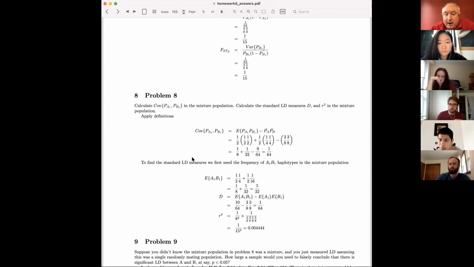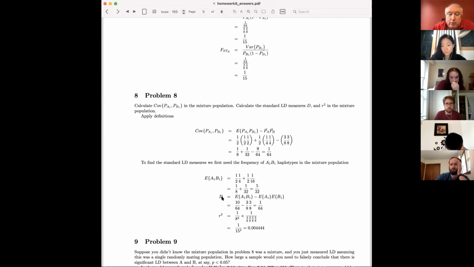Now, I also asked you to find the standard LD measures. So the first thing I need to do is find the frequency of the A1B1 gamete in the mixture. Well, that A1B1 gamete is created by taking a 1/2 and 1/2 mixture from population 1 and population 2. In population 1, the frequency of that gamete is 1/4. In population 2, the frequency of that gamete is 1/16. So the frequency of the A1B1 gamete is 5/32.